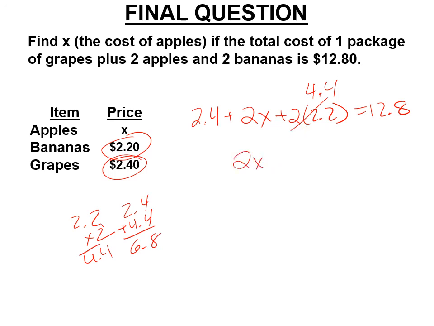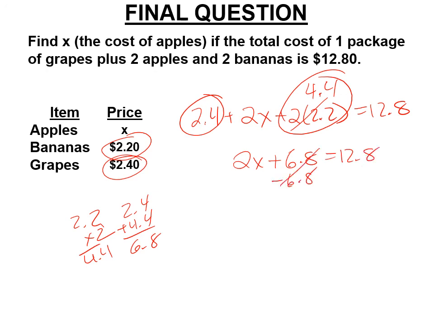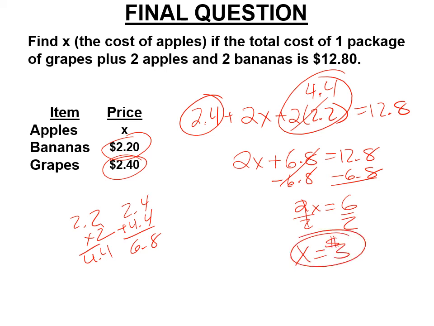So let's make this look like a two-step equation now. It's 2x. I've added up all the numbers, right? The one package of grapes and the 2 packages of bananas, and gotten 2x plus 6.8 equals 12.8. Oh, look at that. The decimals are going to go away when I subtract 6.8 from both sides. And I'm going to get 2x equals 6. Is that what I'm getting? Yes. And because I don't need 6.0, then divide both sides by 2. X equals $3. The apples are $3.